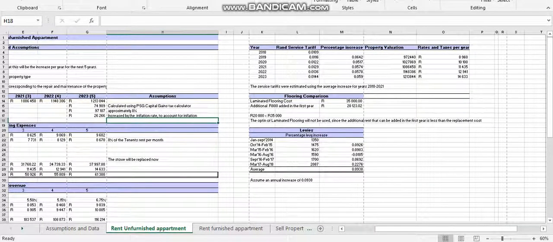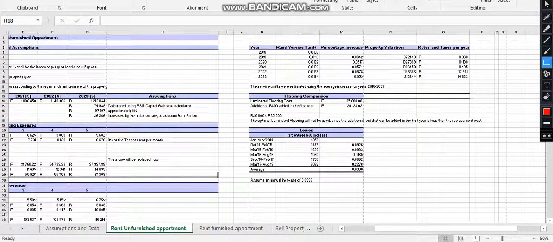which led to the calculation of the following rates and taxes per year. The service tariffs were estimated using the average increase for years 2018 to 2021, as the Tshwane municipality budget was only up until 2021.